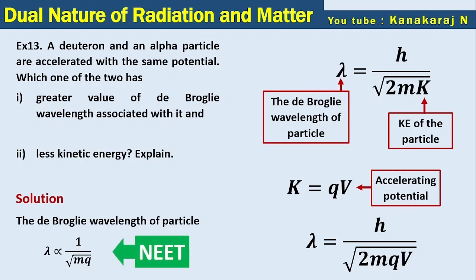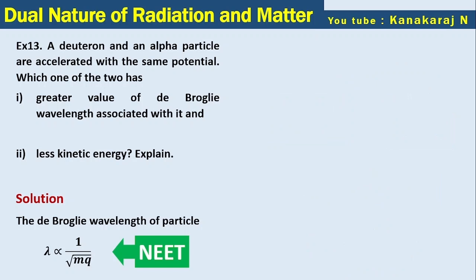From here we start the actual problem. What we learned before is just an introduction. So for this particular problem, lambda is proportional to 1 upon square root of mQ. Now, mass of the deuteron is 2 times mass of the proton. Then, mass of the alpha particle is 4 times mass of the proton. Charge of the deuteron is e. Charge of the alpha particle is 2 times e.